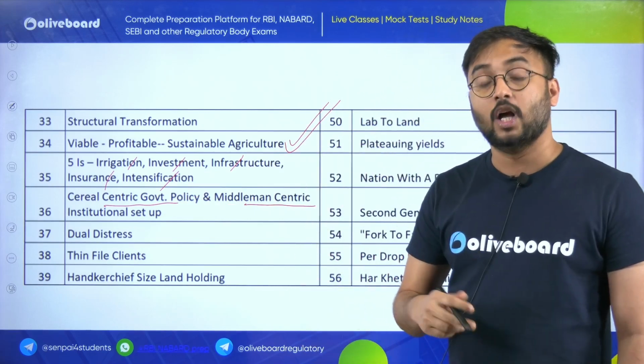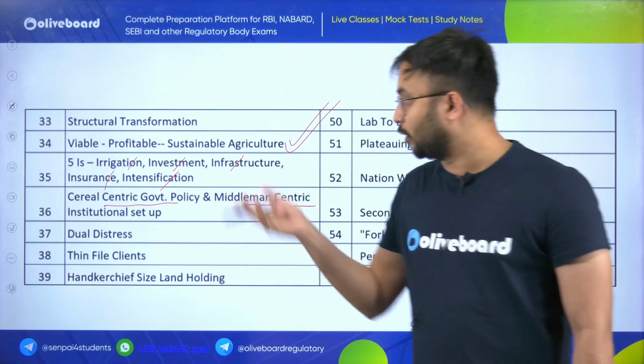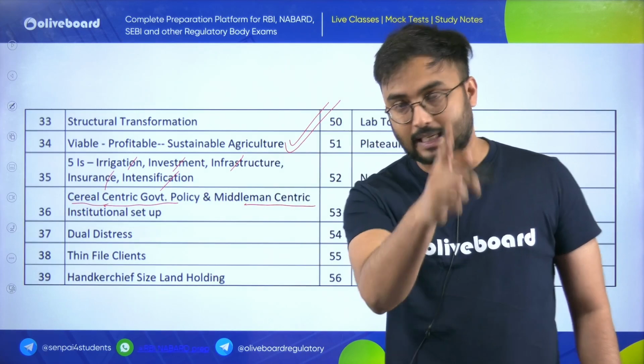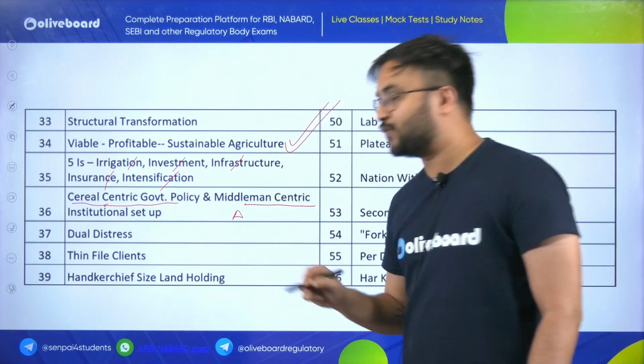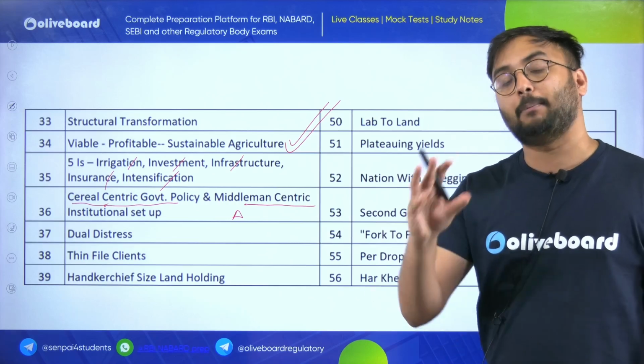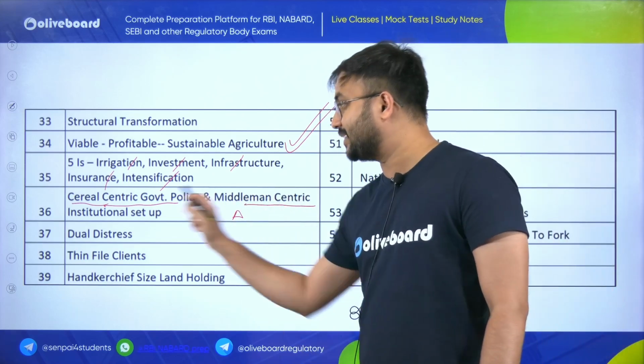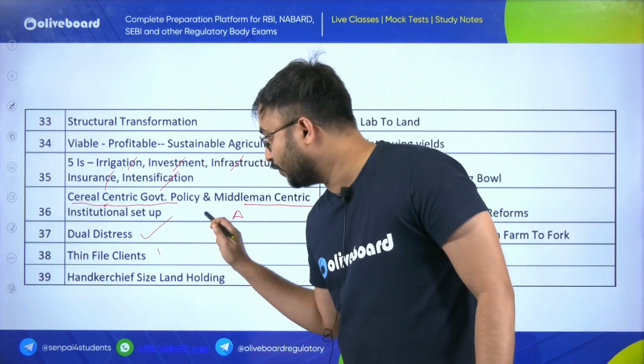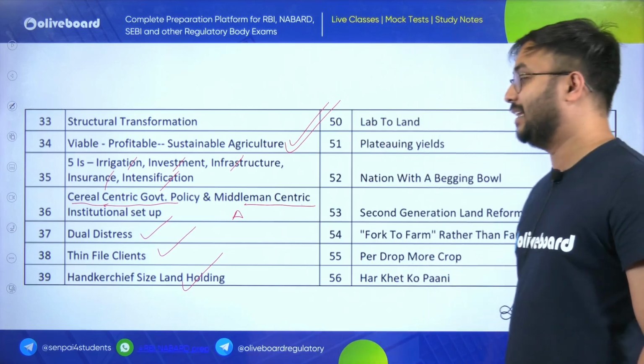And if someone is asking from a policy point of view, what is MSP? From a policy point of view, MSP is a cereal-centric government policy, isn't it? Yes. Next, APMC. If someone is asking what the APMC policy or APMC Act is all about, it is a middleman-centric institutional setup. Yes, yes.